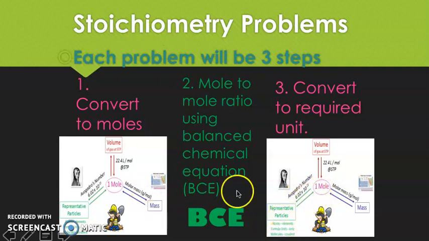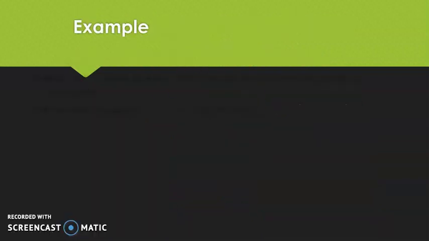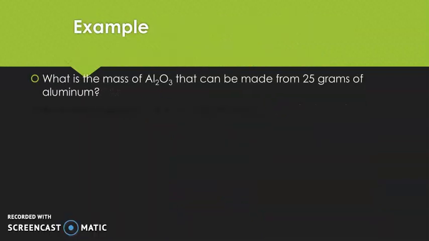So it's just like two-step molar conversions, but we're doing a mole to mole ratio step in the middle of it. So if we did an example, what is the mass of Al2O3? So that would be aluminum oxide. That can be made from 25 grams of aluminum.